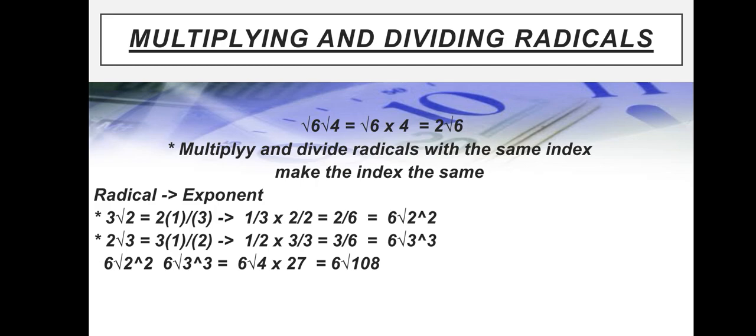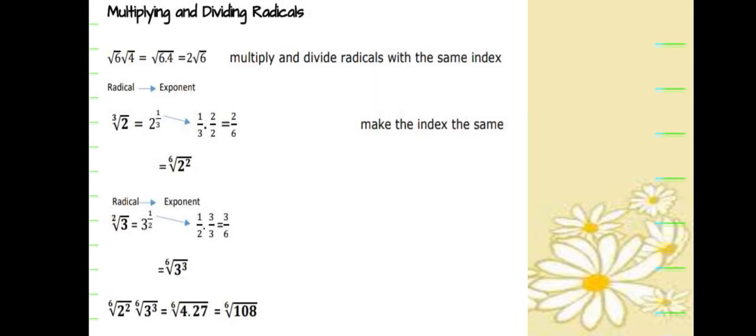So copy the 6 and multiply 4 times 27, which is equal to 108. Multiplying and dividing radicals. Square root of 6 times square root of 4 is equal to square root of 24, which is equal to 2 square root of 6. Multiplying and dividing radicals with the same index.